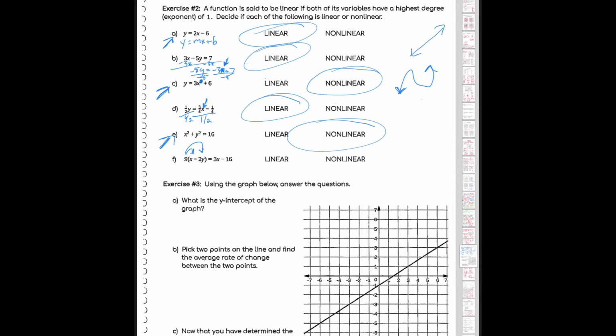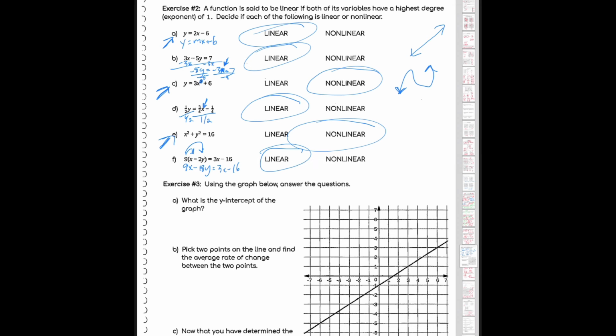And then the last one here, if you want to, you could start distributing the 9. You get 9x minus 18y equals 3x minus 16. And if you were to start to isolate y, the x would still be to the first power. There would be no squared or cubed attached to it. So this, in fact, is linear.